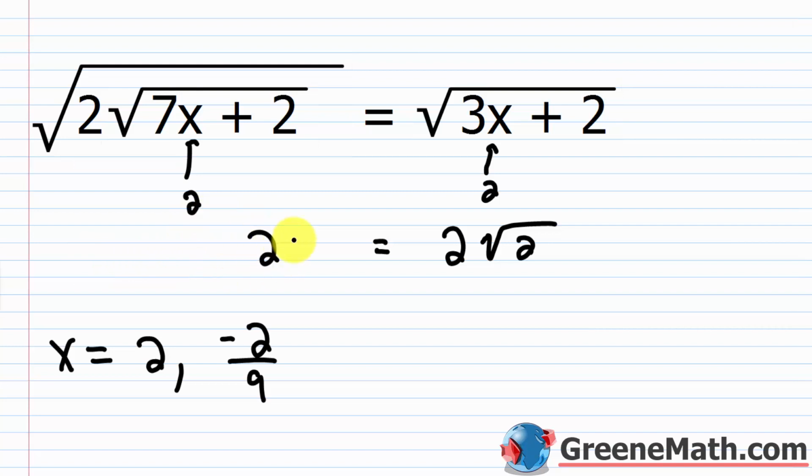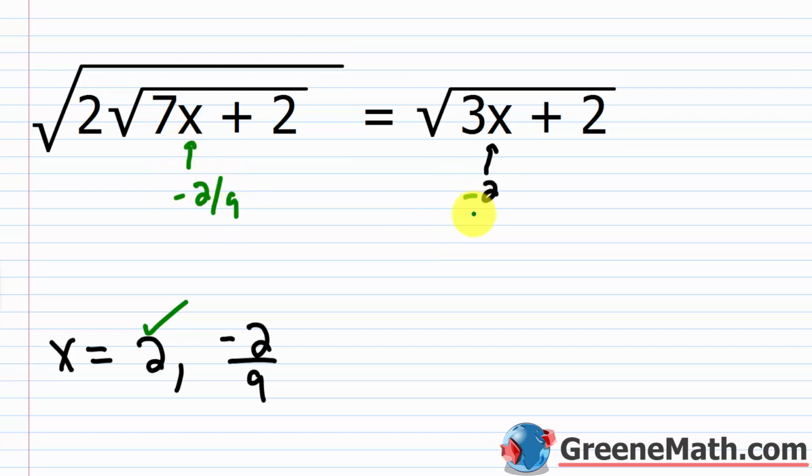So 2 times square root of 2 on each side of the equation. So we can check this one off. All right, let's look at one that's a little bit more tedious to check. So now we're going to look at the negative 2 ninths.